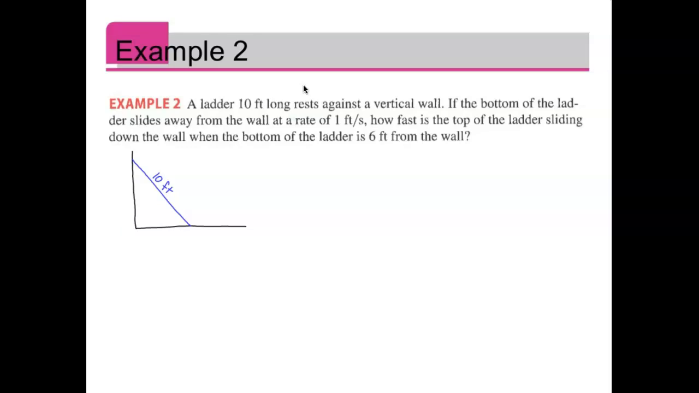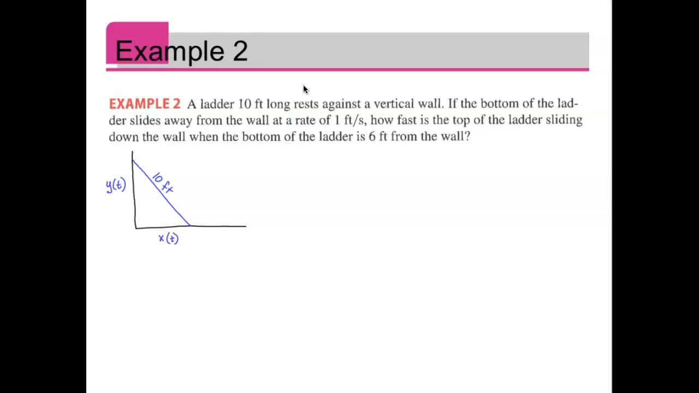And since it's vertical, why don't we just call it y? So y is a function of time because it's changing over time, right? And since the ladder is sliding down, the bottom is sliding this way, right? So that distance between the bottom of the ladder and the wall is also changing over time, so we're going to call that one x of t, since it's changing over time.